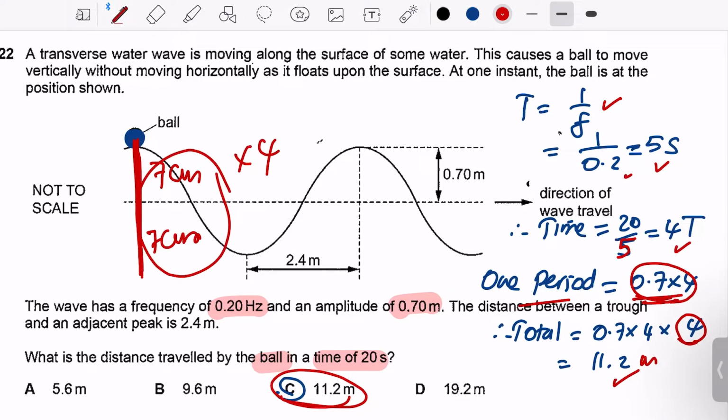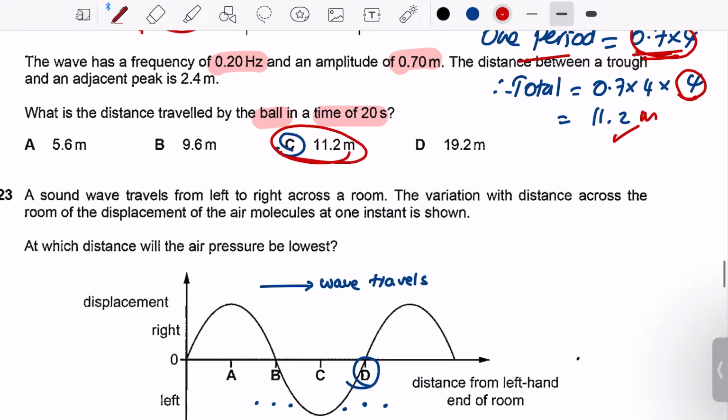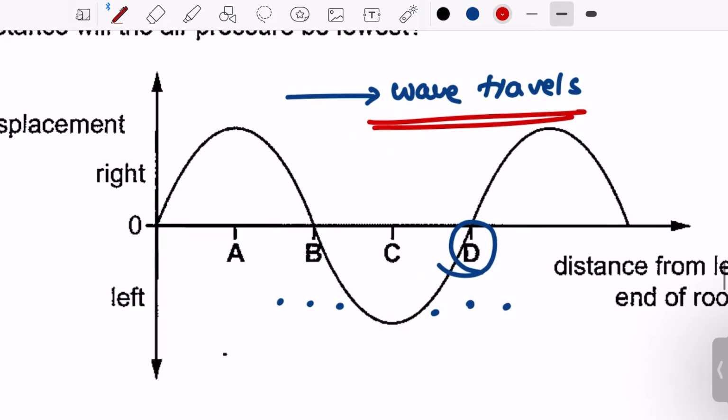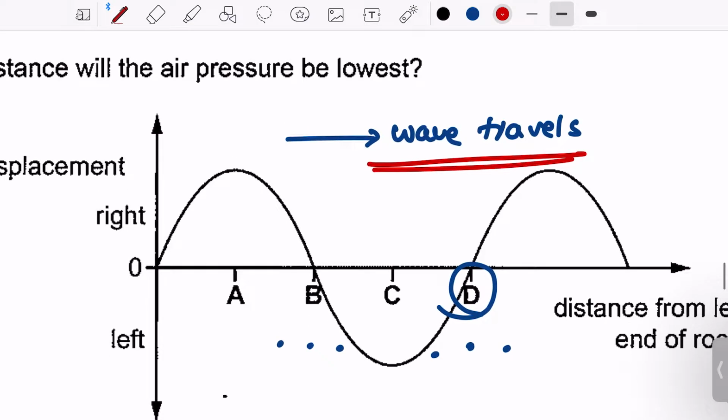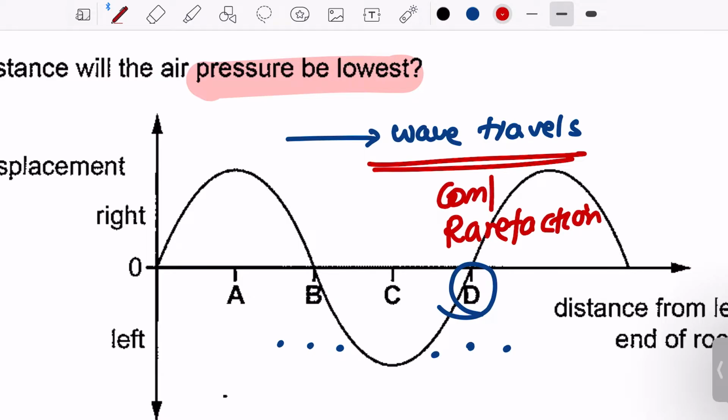Answer is C. 23. A sound wave travels from left to right across the room. The wave goes from left to right. Best way to understand, they ask at which place the pressure will be lowest, like a rarefaction. You know, sound waves are made of rarefactions and compressions and normal pressure places. These are the high pressure places, these are low pressure places. We are looking for a rarefaction.